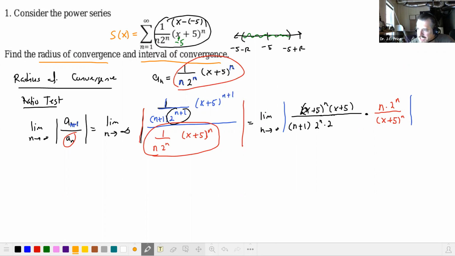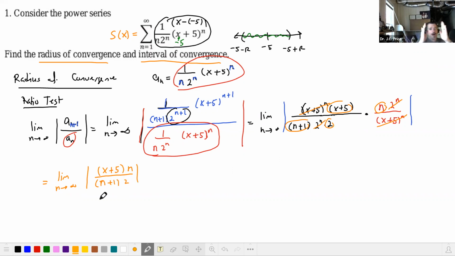And so now x plus 5 to the n is going to cancel with x plus 5 to the n. 2 to the n is going to cancel with 2 to the n. And so this is going to equal, if we just copy it down, the limit as n goes to infinity, and then I have absolute value of x plus 5 on top divided by, and on bottom, it looks like, oh, and I have an n over here too, so times n. And on bottom, I have an n plus 1 times 2. So let's make sure I didn't miss anything. So I have an x plus 5 and an n plus 1 times 2. Looks good. So that's what happens when I simplify.